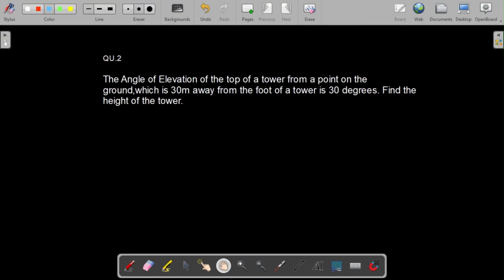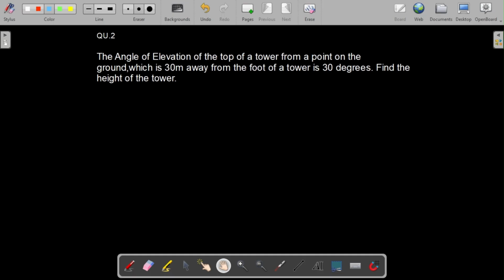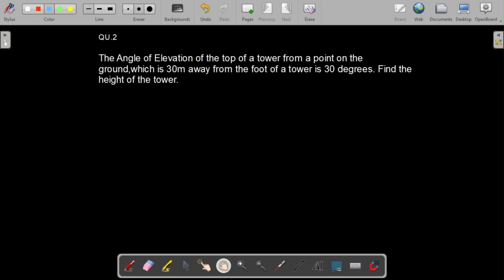The angle of elevation of the top of a tower from the point on the ground, which is 30 meters away from the foot, is 30 degrees. Find the height. Sometimes questions on angle of elevation could be confusing. So it's a good thing for you to look at these questions very well and solve. How can I go about this?